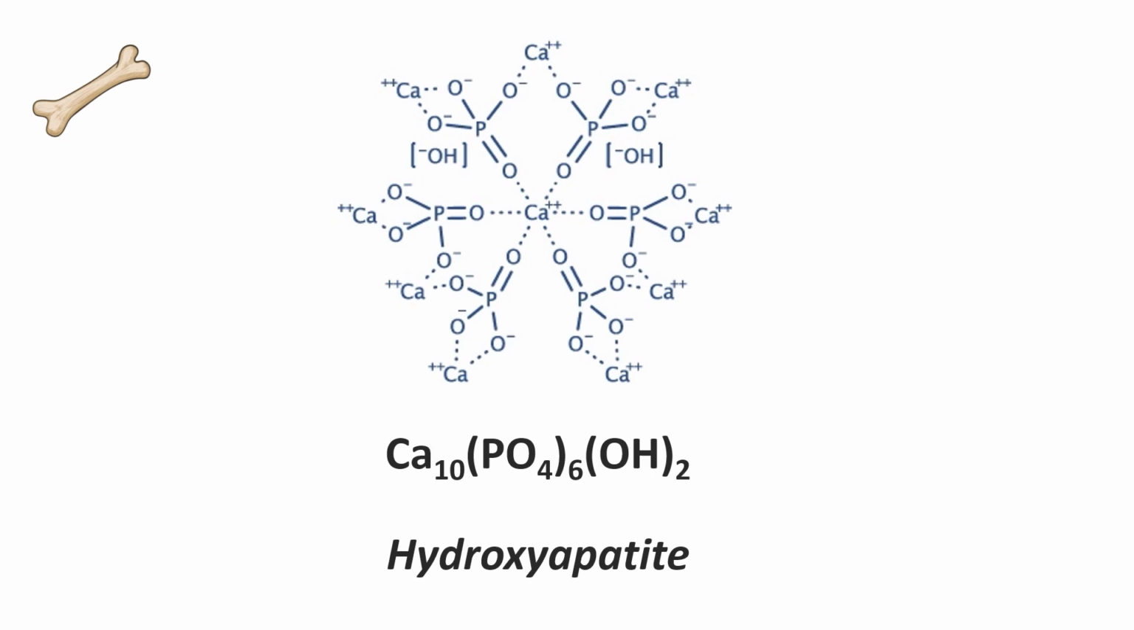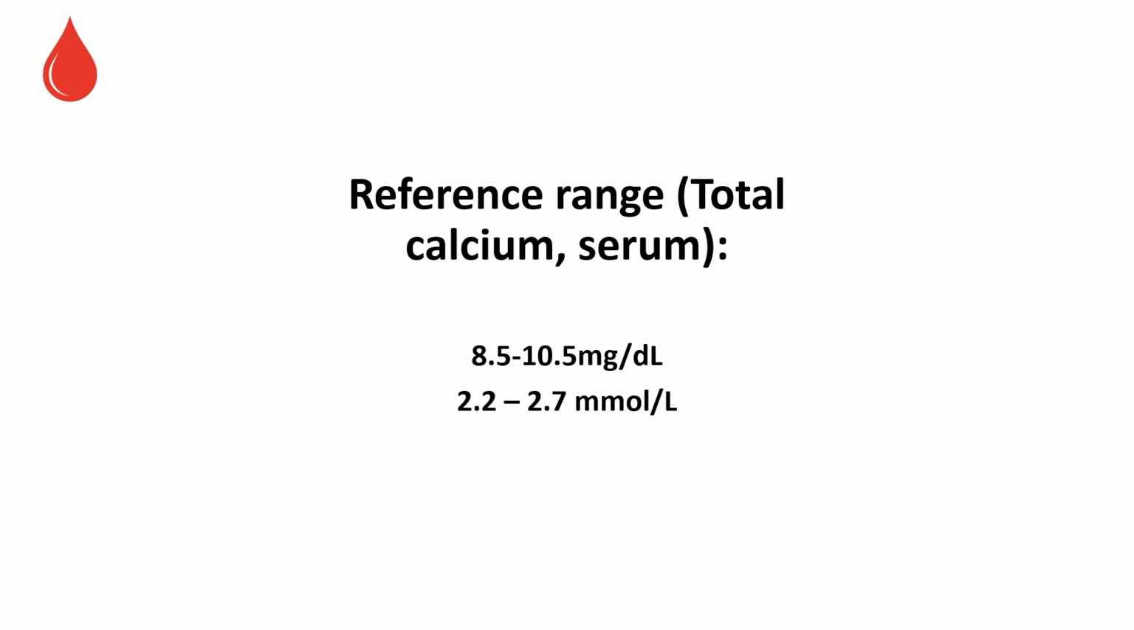Approximately 98% of the total body calcium is stored in the skeleton in the form of hydroxyapatite, a lattice-like crystal composed of calcium, phosphorus, and hydroxide. The normal range for the total calcium in serum for an adult is 8.5 to 10.5 milligrams per deciliter, or 2.2 to 2.7 millimoles per liter.